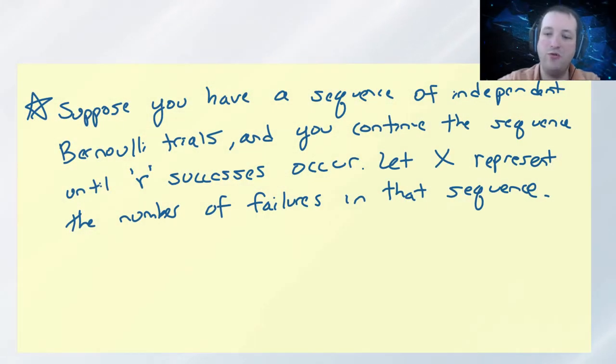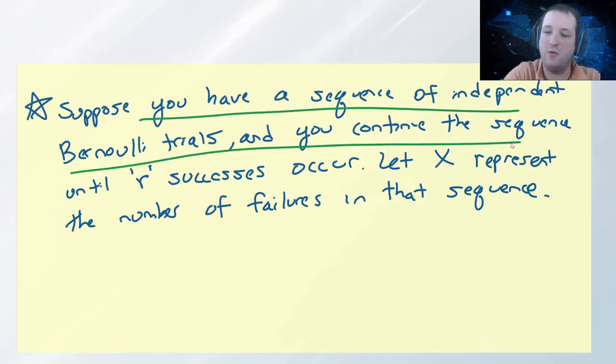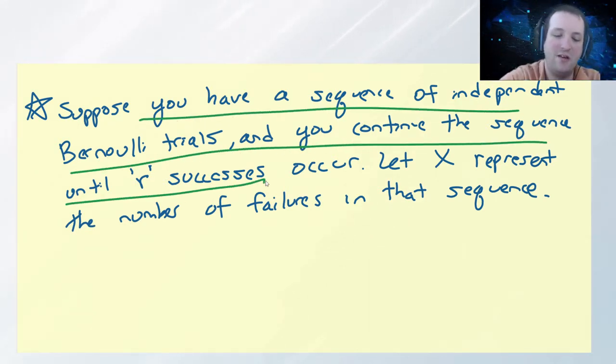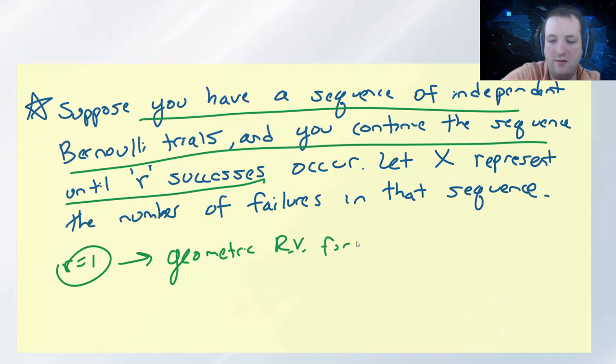All right, so suppose you have a sequence of independent Bernoulli trials, and you continue the sequence until r successes occur. Let X represent the number of failures in that sequence. The prelude of this explanation should remind you of another distribution that we discussed, in particular the geometric distribution. That is, you have a sequence of failures until you get your first success. So if we continue the sequence until we get our first success, r equal to 1 corresponds to a geometric random variable for X, right?